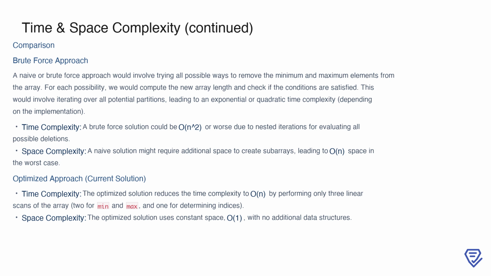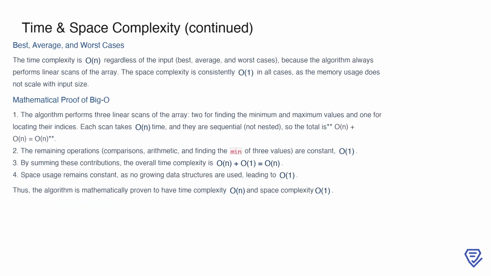In contrast, the optimized solution reduces the time complexity to O(n) by performing only 3 linear scans of the array and uses constant space, O(1), with no additional data structures. This clear improvement makes the optimized approach far more suitable for large inputs. The time complexity of this algorithm remains O(n) across all scenarios, best, average, and worst cases, because it always performs the same linear scans regardless of the input. Similarly, the space complexity is consistently O(1), as the algorithm's memory usage does not depend on the input size.